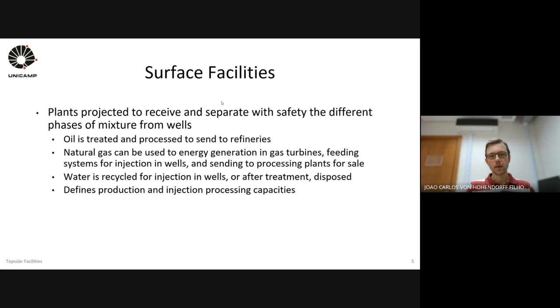But I want to call your attention to the fact that surface facilities define the production, injection, and processing capacities. Okay? Because we will see throughout this lecture, we need to define these processing capacities because they are related to the equipment installed in the facilities. We try to understand how to calculate and evaluate the amount, and what is important to consider in terms of energy, power, demand, and capacities.